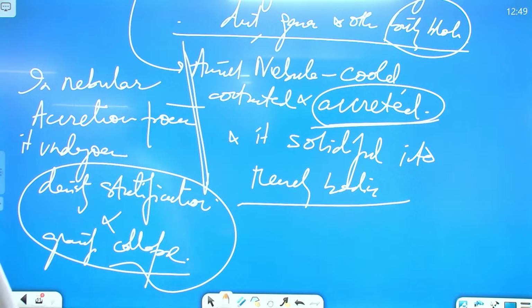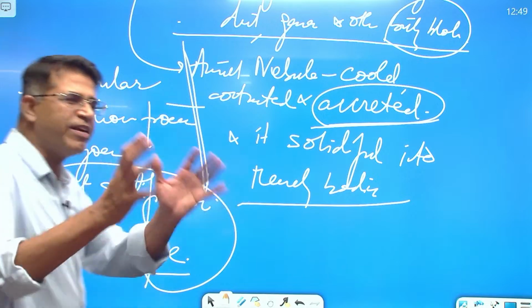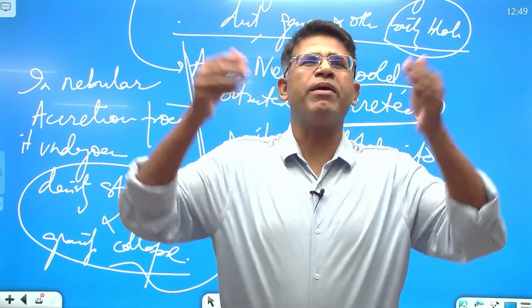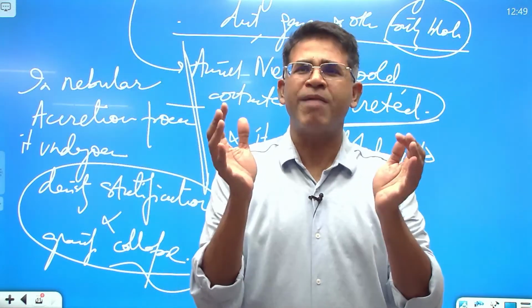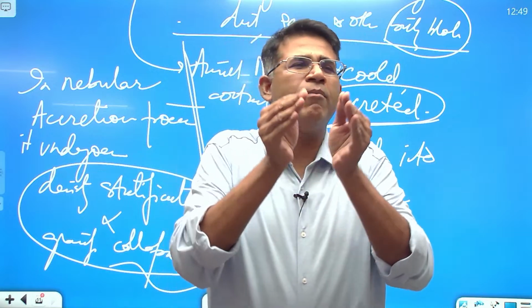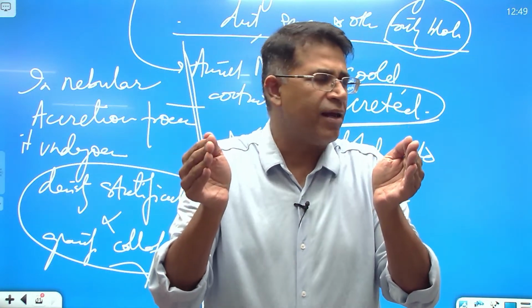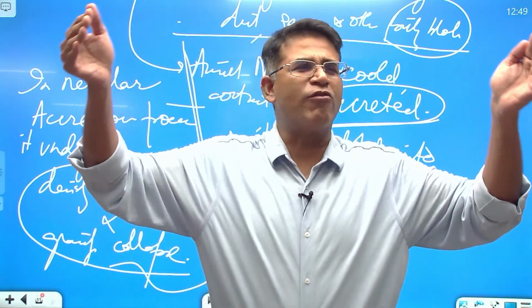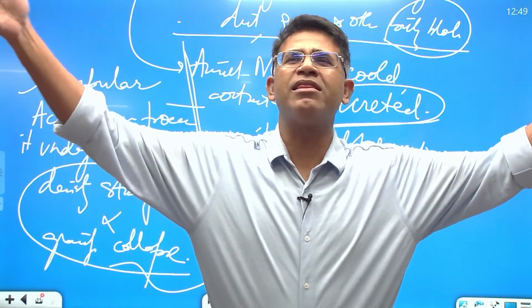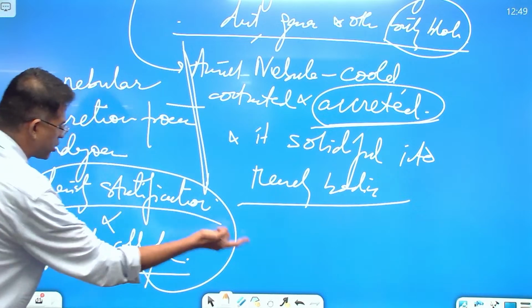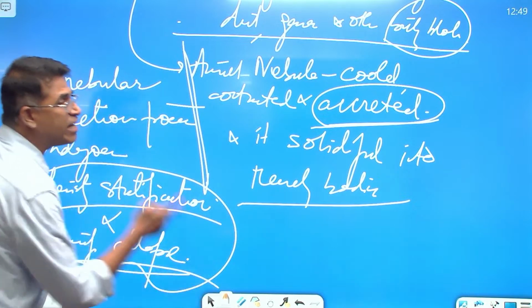Now, in gravity collapse, the process is whatever is heavy, it will fall inside. What is lighter will remain outside. So the heaviest matter will become the core. A bit less heavy will become the inner mantle. A bit less heavy will become the middle mantle, the outer mantle, the crust, and then the atmosphere. We call this density stratification. We call this gravity collapse.